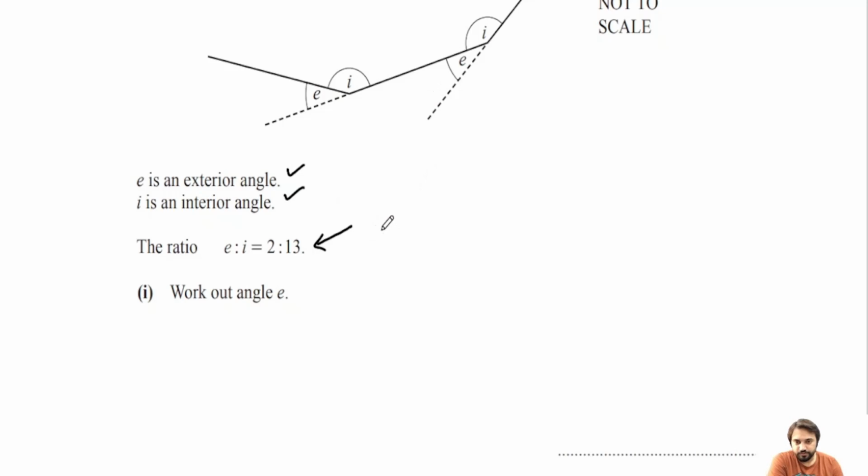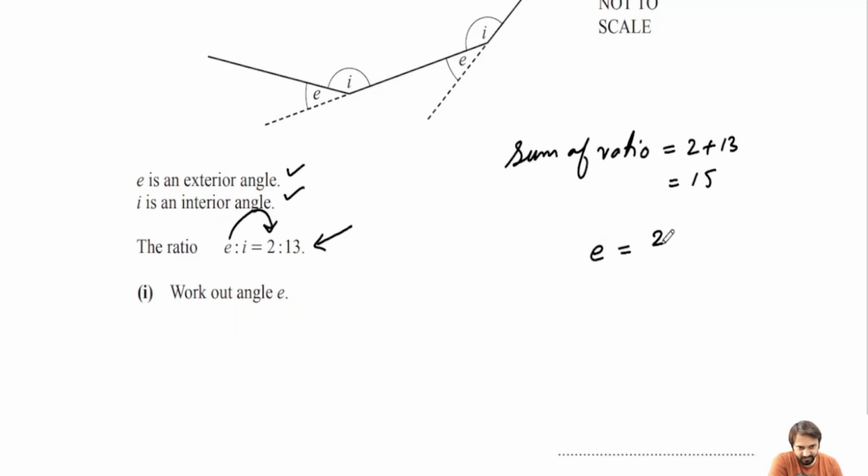So what should we do? We need to calculate the exterior angle E. First of all, we need the sum of ratio. Sum of ratio is equal to 2 plus 13, that is equal to 15. And which angle do we want to calculate? E. So E has a part. How many parts? 2 parts. So the angle E is equal to its part, that is 2, divided by the sum of ratio, that is 15, and multiplied by the whole angle.